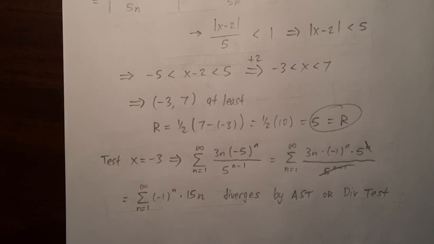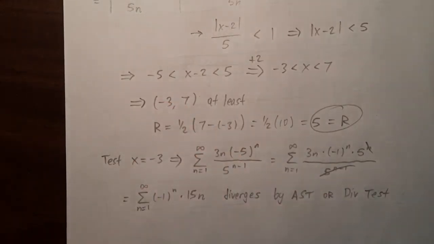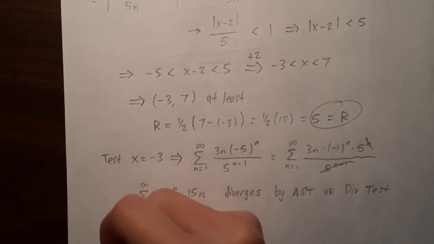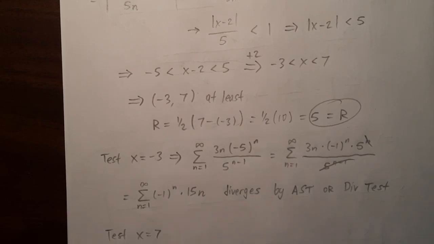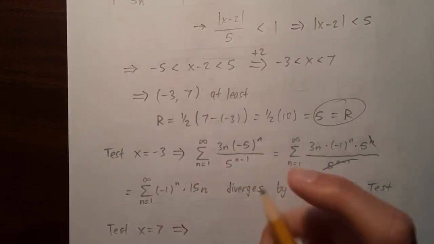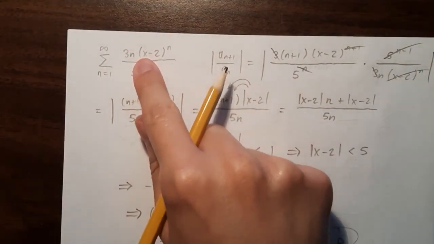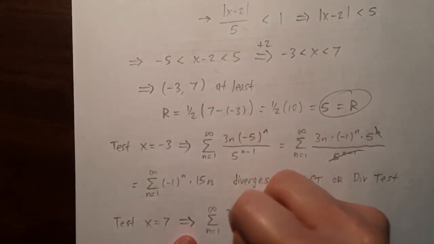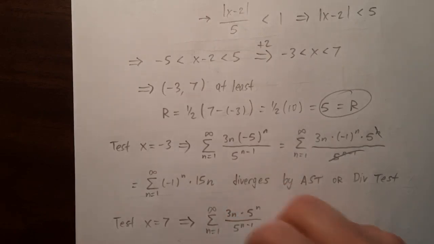So in that case, -3 definitely should stay excluded. That does not turn into a bracket. So what about 7 then? If I plug in x equals 7, what's going to happen to my original series? Well, if I plug in 7 into the original series, 7 minus 2 is 5. So it looks like I'm going to get 3 to the n times positive 5 to the n divided by 5 to the n minus 1.